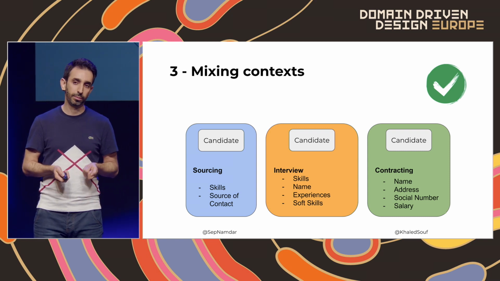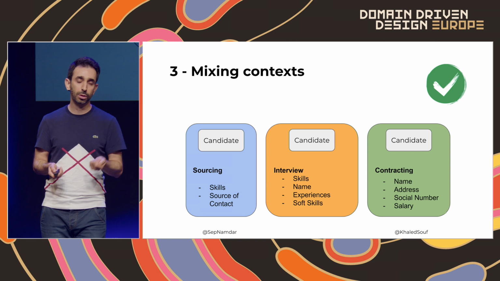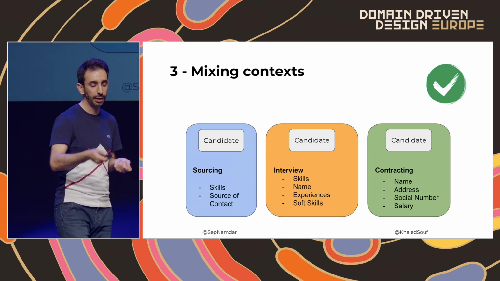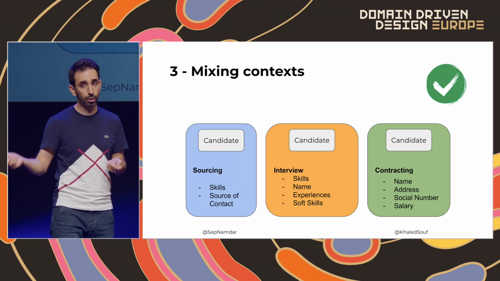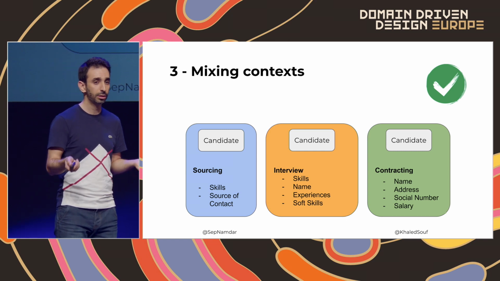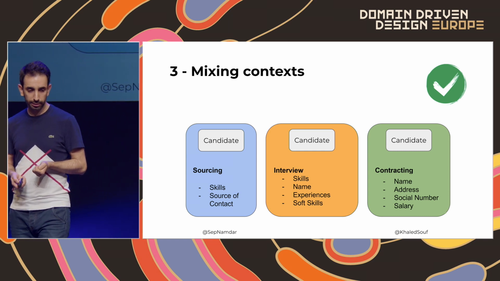And it's not a problem if we do some duplications. So maybe the name is duplicated in all three bounded contexts. It's not a problem. We accept that.